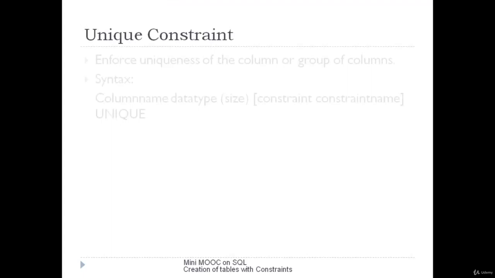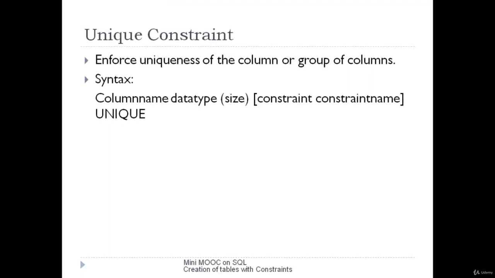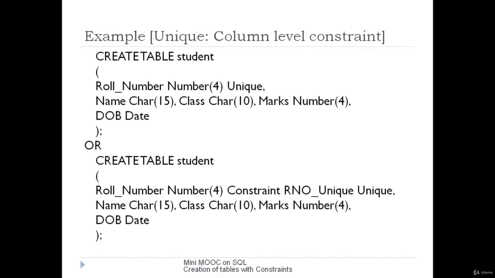To enforce uniqueness of a column or group of columns, we can apply the unique constraint. It removes duplicacy or repetition of data. In the syntax, we write unique with the column name, data type and size. Optionally, we can specify a constraint name. Let us apply this constraint on the student table. Here, roll number has been made unique by applying this constraint.